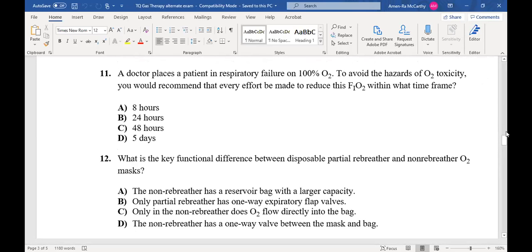11 says a doctor places a patient in respiratory failure on 100%. We already said that respiratory failure means that they couldn't get off the CO2 for whatever reason. If CO2 is so high that they can't breathe, they pass out. To avoid the hazards of O2 toxicity, you recommend that every effort be made to reduce this FiO2 within which time frame? And then number 12 says, what is the key functional difference between the disposable partial rebreather and the non-rebreather mask? The key functional difference between the two.